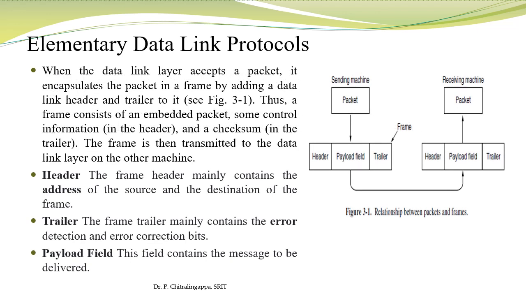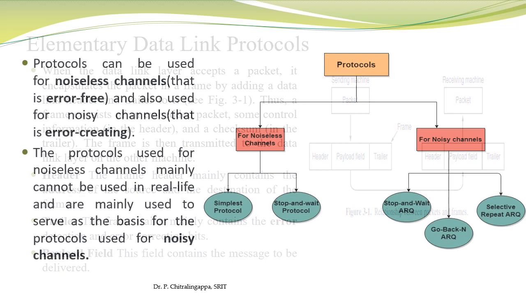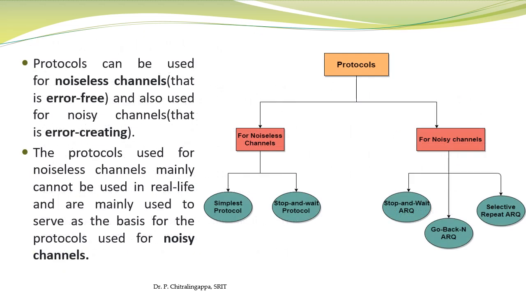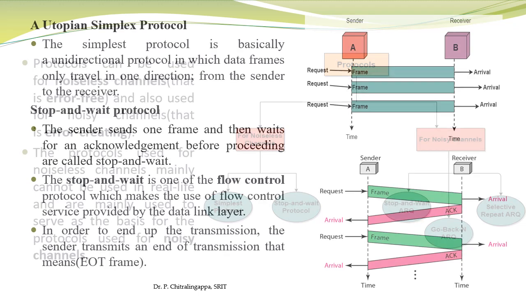And the elementary data link protocols. These are some of the protocols we are using in this case. These are divided into two categories: noiseless channels and noisy channels. Under noiseless channels, we are using the simplest protocol and stop and wait protocol. Under noisy channels, stop and wait ARQ, go back N ARQ, selective repeat ARQ.